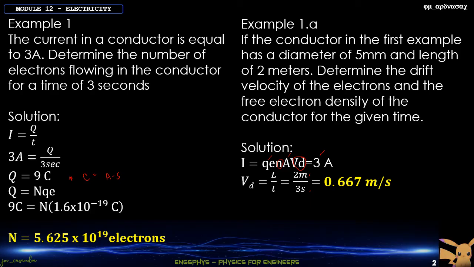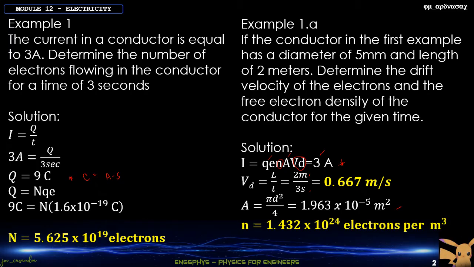And now we have solved for the drift velocity. We can now solve for our electron density. So we could now use the equation here. So substituting now our values, we can now solve for our n. But before that, we solve first for your area, which is pi d squared over 4, giving us this value. So all of the values now are present, so we can now solve for n as 1.432 times 10 raised to 24 electrons per cubic meter.